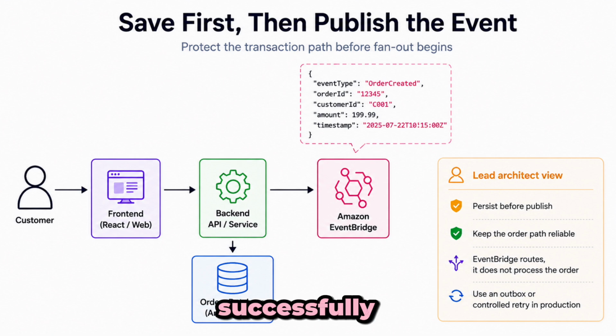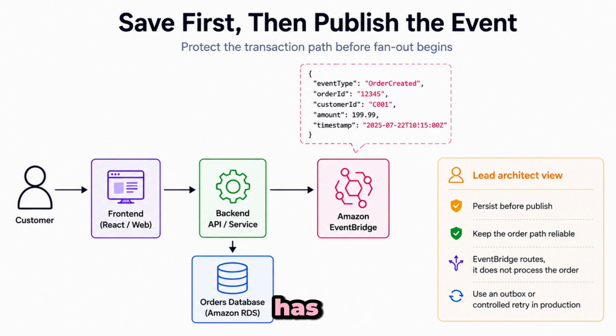Once the order has been successfully created, the backend publishes an order-created event into EventBridge. And you can see an example of that event at the top: order ID, customer ID, amount, and timestamp. One important production point: EventBridge is not processing the order. It is routing the event. And because database persistence and event publication are two separate actions, this is also where I would consider an outbox pattern or controlled retry mechanism.